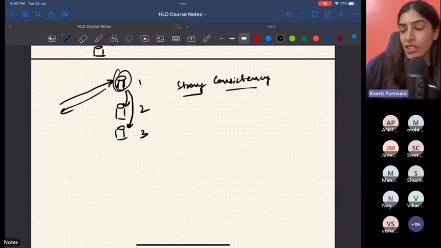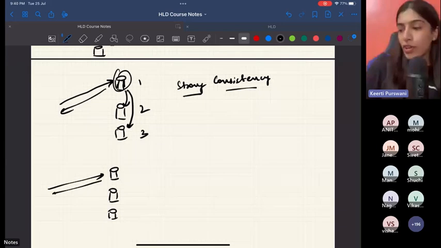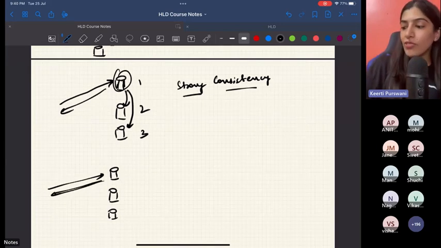Yes. What would have been eventual consistency? That there are 3 databases. Someone said, right, and I responded. And then after responding, what am I doing?